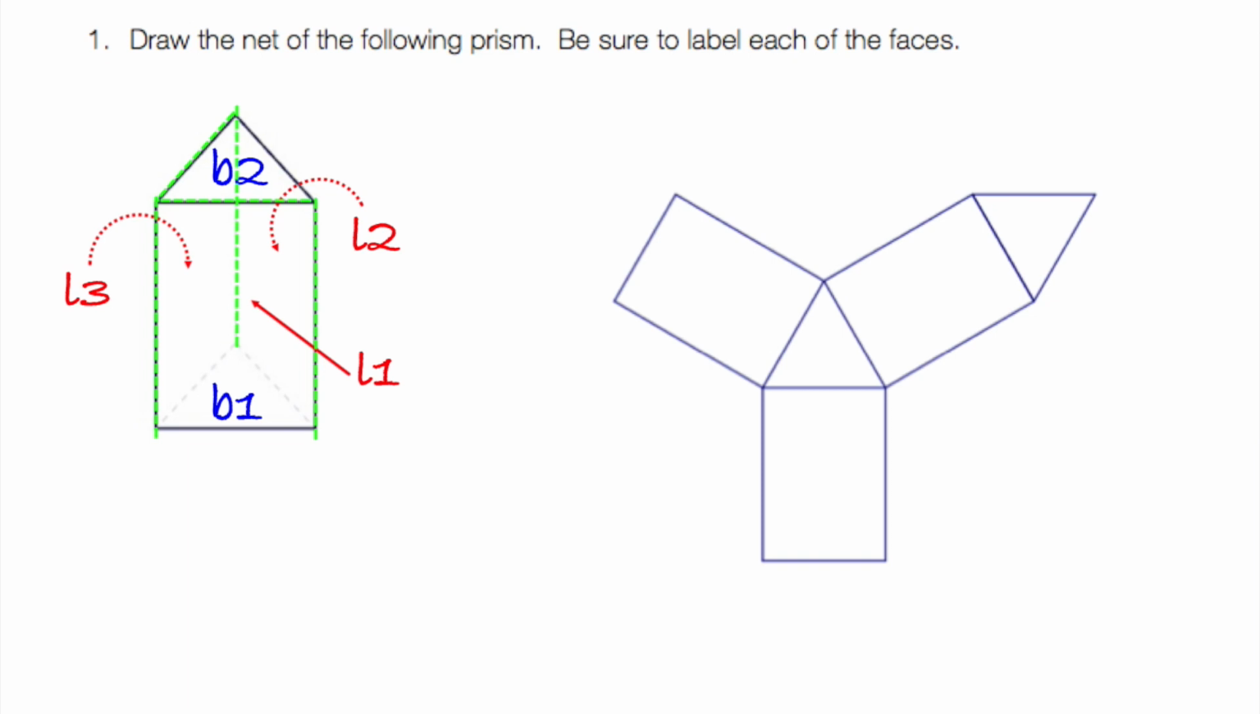Now we just need to label each of the parts. The middle triangle is our base 1, because those are all still attached to the lateral faces. And then notice our base 2 is still attached to the lateral face 2. So this is what our net looks like for our triangular prism.